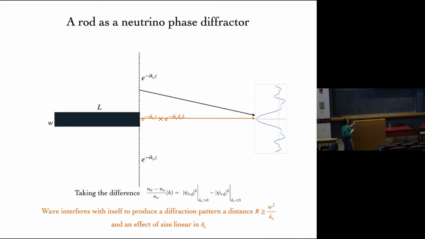And this is the shape that you get for a monochromatic wave a certain distance away. And this distance has to be now, if you want the wave fronts, the wavelets that are emitted from the front of the stick to add up coherently, you have to be at a point that's a distance w squared over lambda neutrino away.